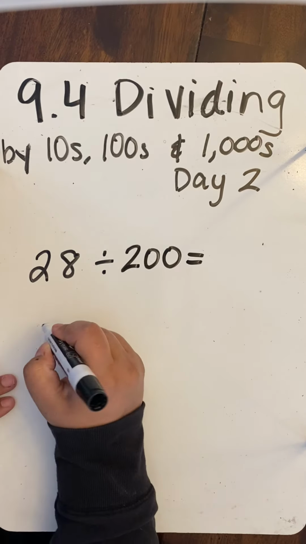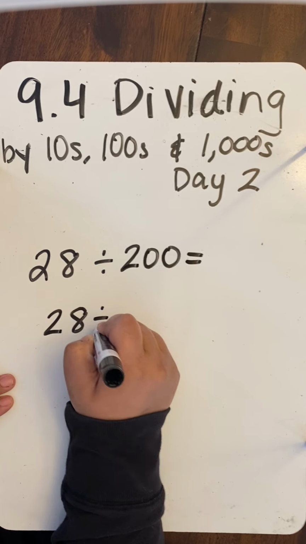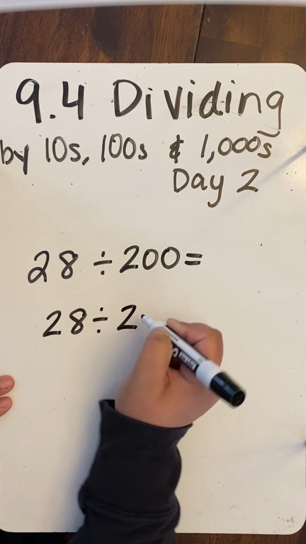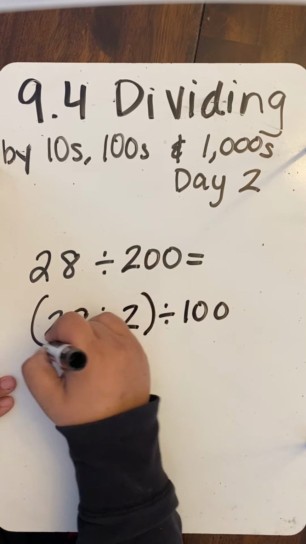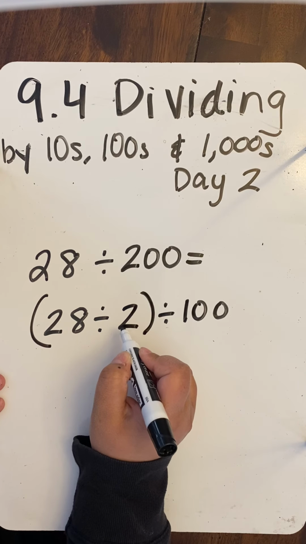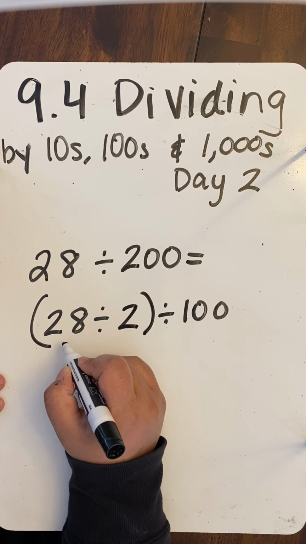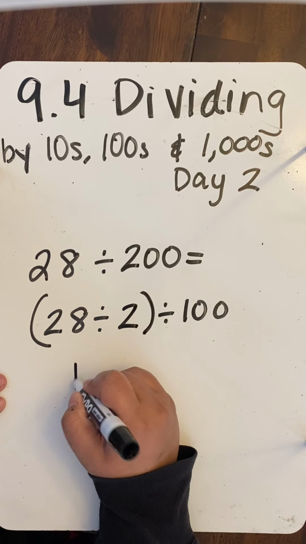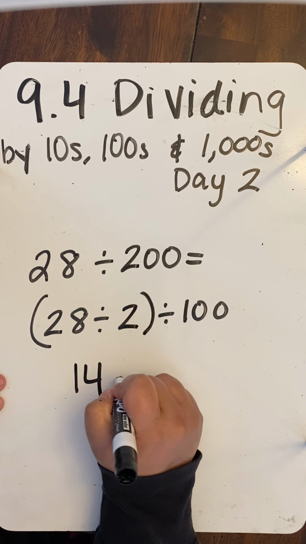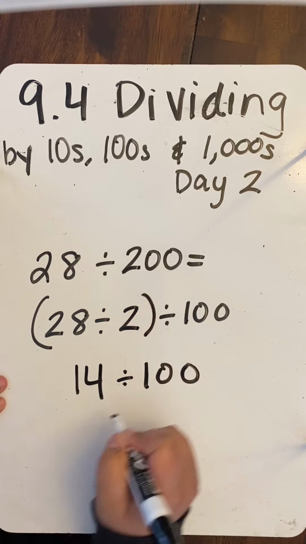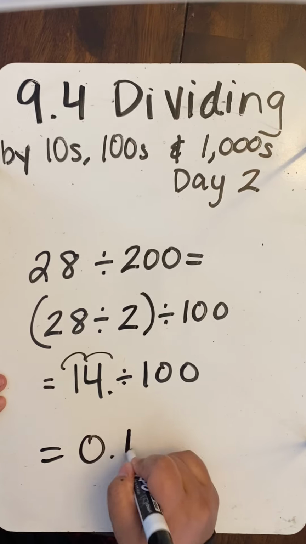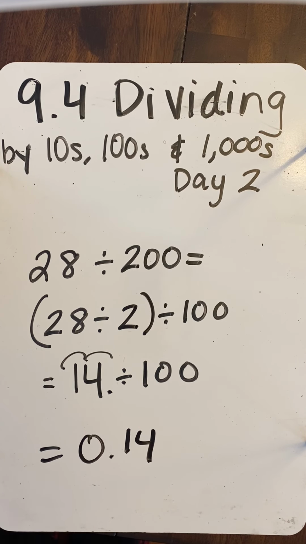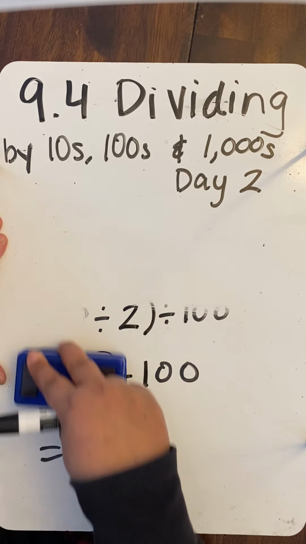Well, that's the same thing as 28 divided by 2 divided by 100. So we can divide 28 by 2 first. Half of 20 is 10 and half of 8 is 4, so it's 14 divided by 100, which would be, decimal point here, 1, 2, 14 hundredths. All right, let's try another one.